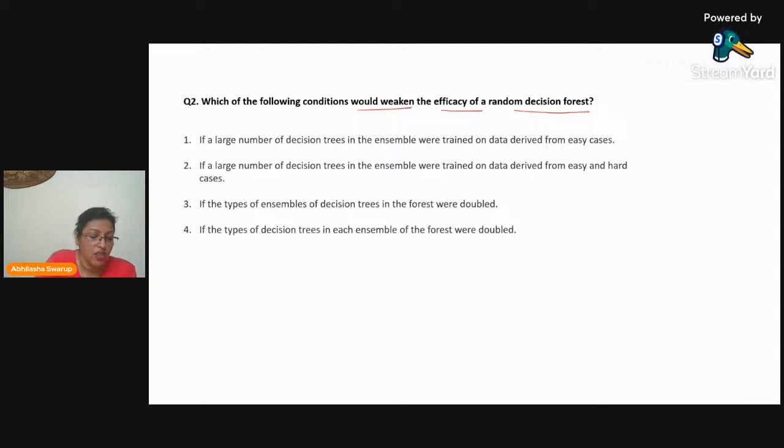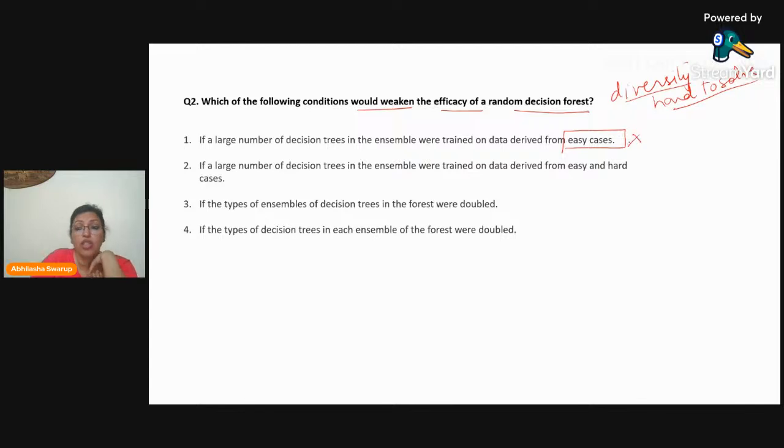Come on, guys. Let's get your answers in. So a random decision forest has to have diversity, and only then it is very strong. It has to have cases which are hard to solve, right? And then only it will help. Okay, so let's look. If a large number of decision trees in the ensemble were trained on data derived from easy cases. Okay, the passage said something about having difficult cases.